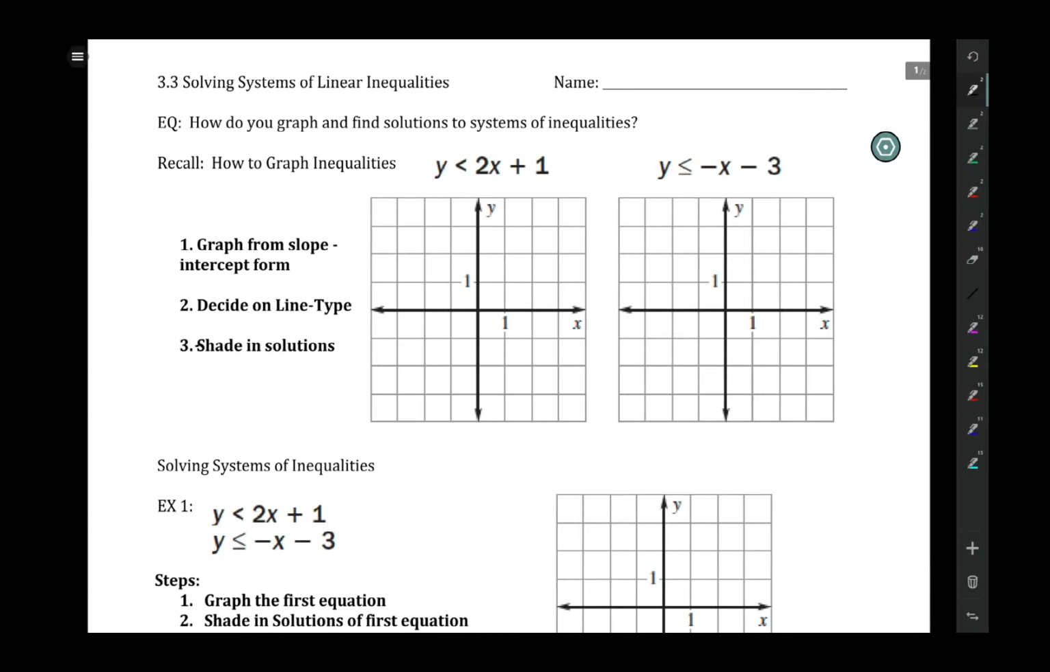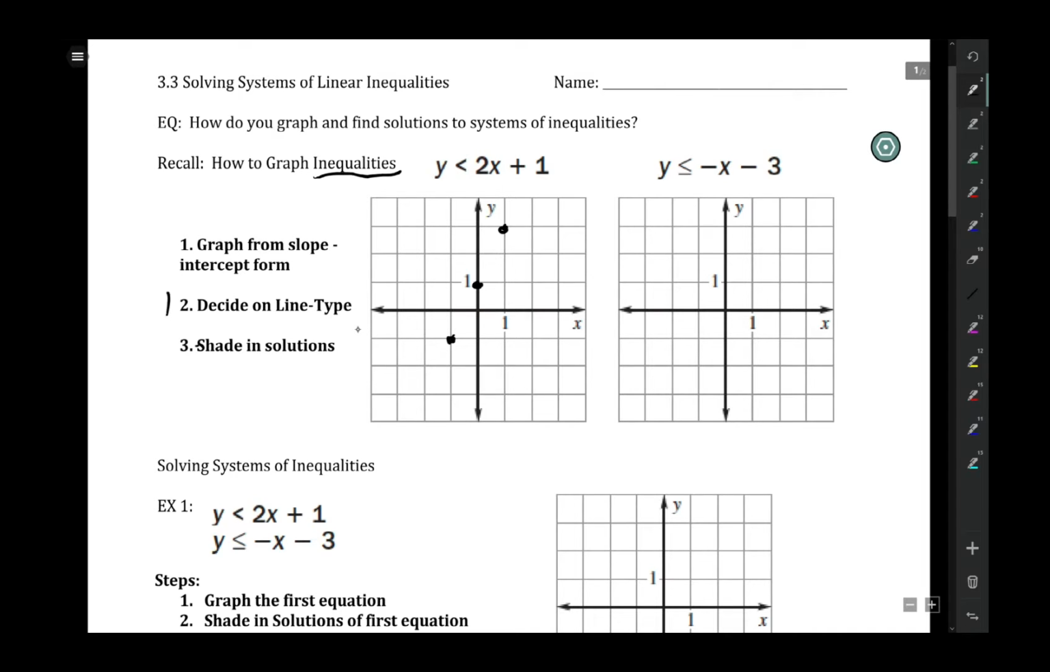Hello guys, and welcome to 3 Notes, Solving Systems of Linear Inequalities. Basically, this one here is very similar to graphing regular inequalities, only now 2 at a time. So if you recall how to graph regular inequalities, you need to graph from slope-intercept form, so up 1. Keeping in mind our rise over run, up 2 over 1, down 2 over 1.